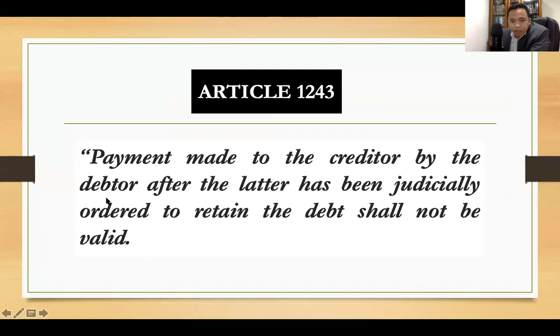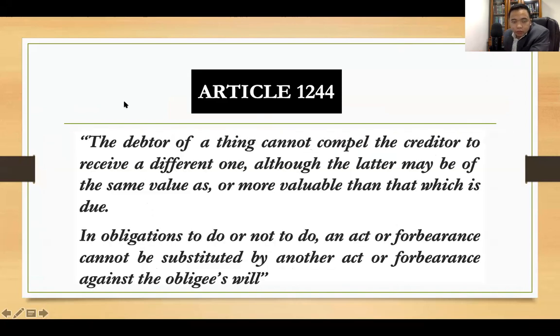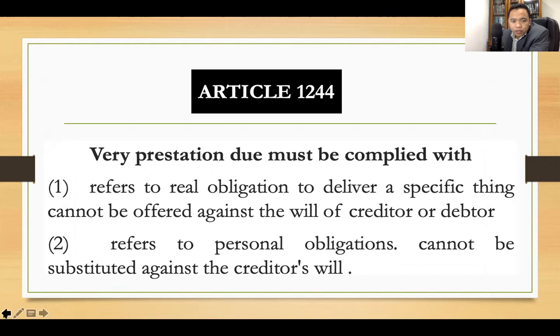Now, payment made to the creditor by the debtor after the latter has been judicially ordered to retain the debt shall not be valid. This is self-explanatory. I leave this to you. Okay, 1244. The debtor of a thing cannot compel the creditor to receive a different one, although the latter may be of the same value as or more valuable than that which is due. In obligations to do or not to do, an act or forbearance cannot be substituted by another act or forbearance against the obligee's will. Now, 1244 is self-explanatory.